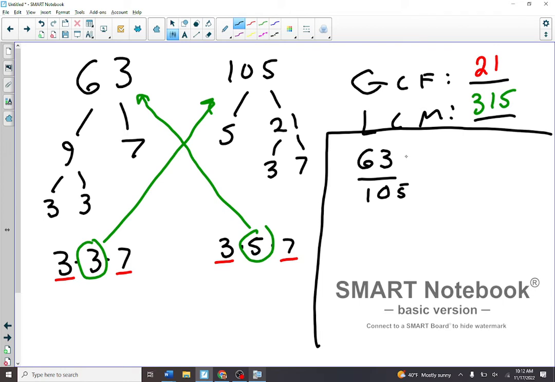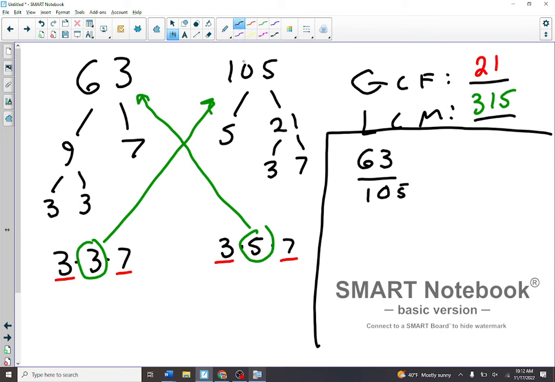Okay, so let's say I give you 63 over 105, and I ask you to simplify. Wait, how did you get the LCM is 5 and 3? Say it one more time. It's the ones that are left that don't match. So how do you get 315 for the LCM? You do 3 times 105 and 5 times 63. They'll both have the same answer. That's how you know you got the right one.